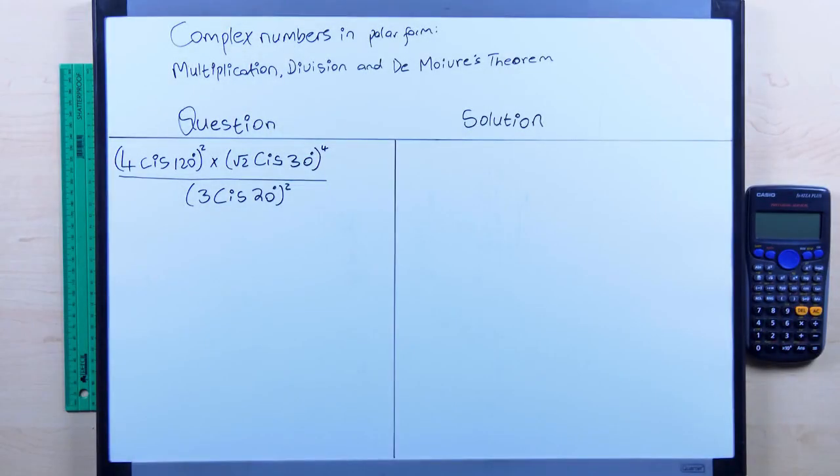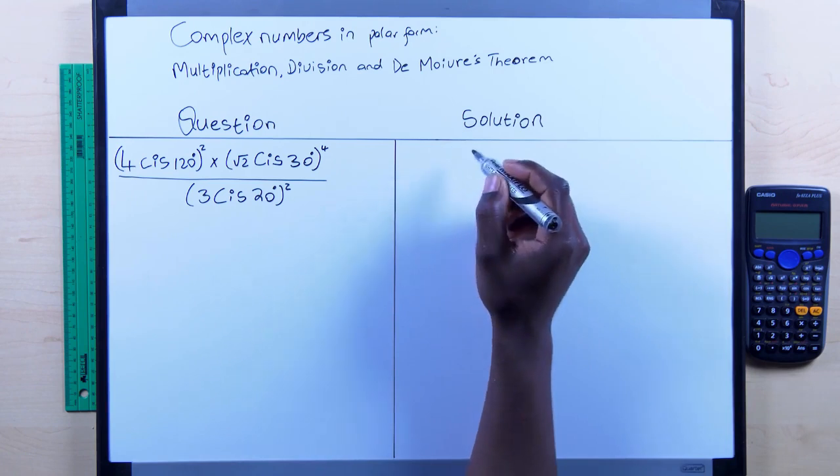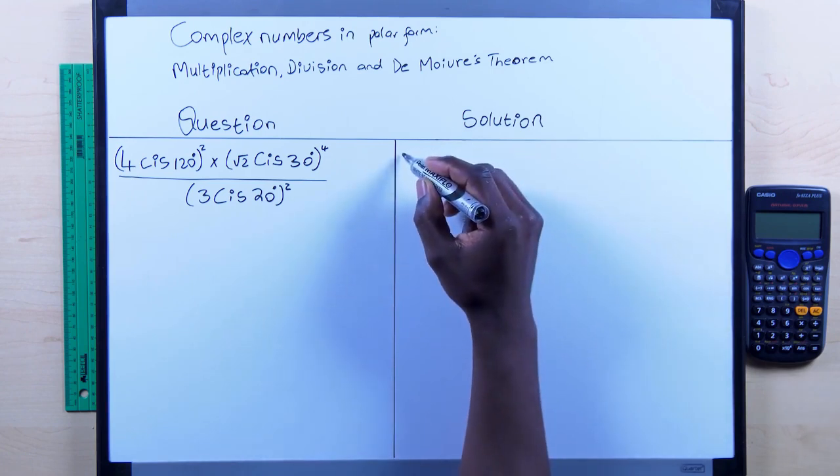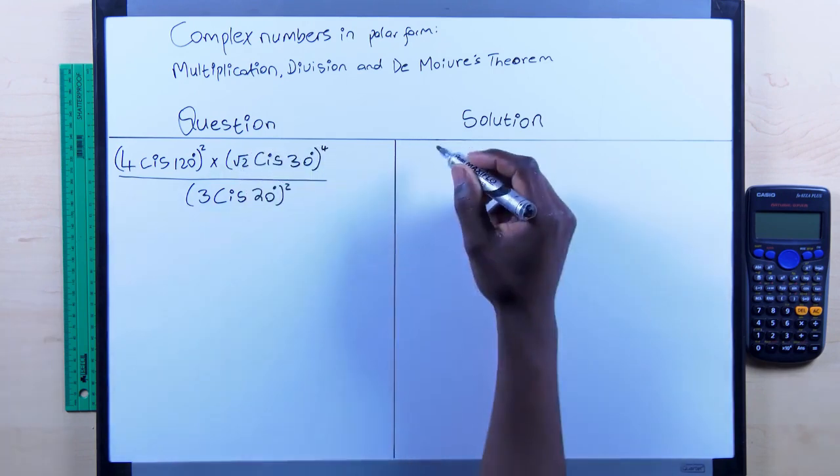Complex numbers in polar form, multiplication, division, and de Moivre's theorem. We are given (4 cis 120 degrees) to the power 2 times (root 2 cis 30 degrees) all to the power of 4, divided by (3 cis 20 degrees) to the power of 2. To go about this solution using polar numbers, let us simplify the root of 2 first.